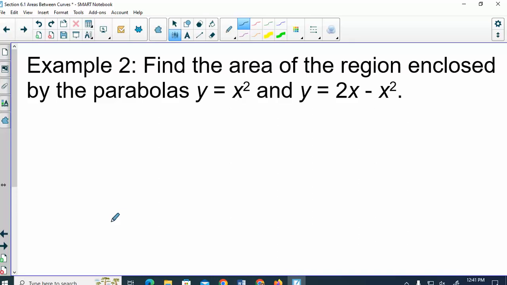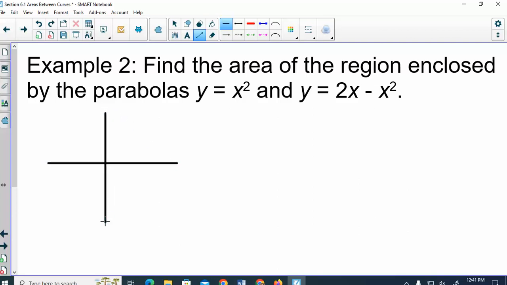So let's look at this one. I want the area of the region enclosed by the parabolas y equals x squared and y equals 2x minus x squared. Now this one's a little bit different because did I give you a starting and a stopping point? No. When I say enclosed by these, that means these graphs meet somewhere and I want to integrate between their meeting points. So in order to figure out where they are equal to one another, we're just going to set them equal. They're both equal to y, so they can be equal to one another.